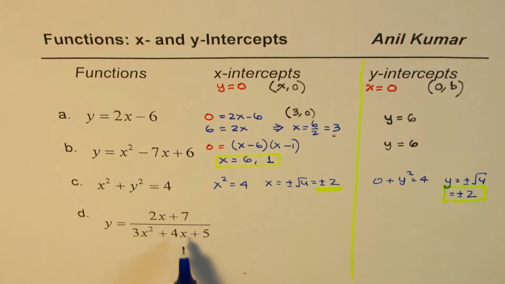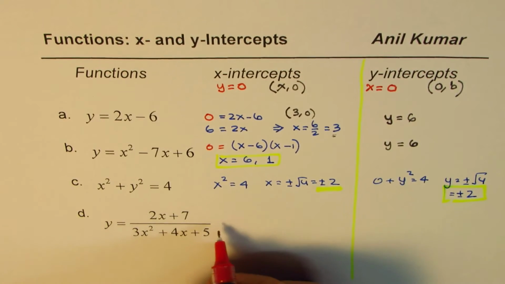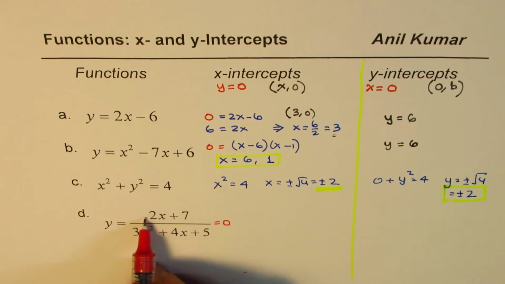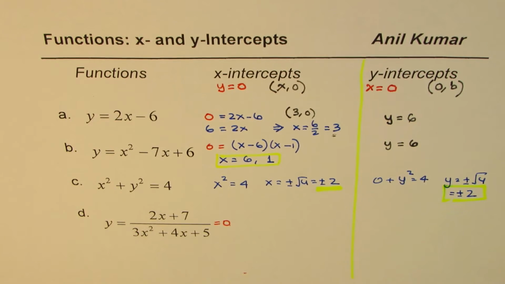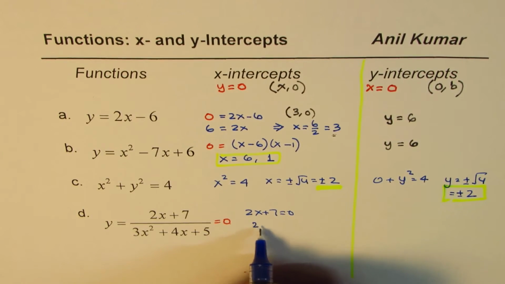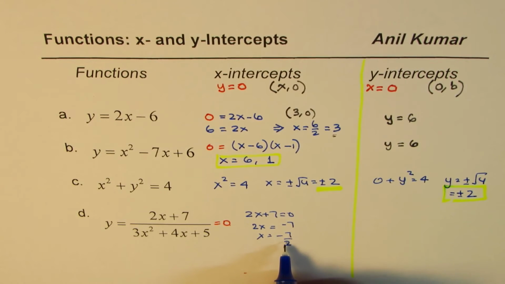Let's move on to this rational function. To find the x-intercept, we have to equate y equals 0, right? So if I write y equals 0, then this equation equals 0. That is possible only when the numerator is 0. Is that okay? So I can equate the numerator to 0 and calculate x. So we have 2x plus 7 equals 0, 2x equals minus 7, x equals minus 7 over 2. That becomes the x-intercept.